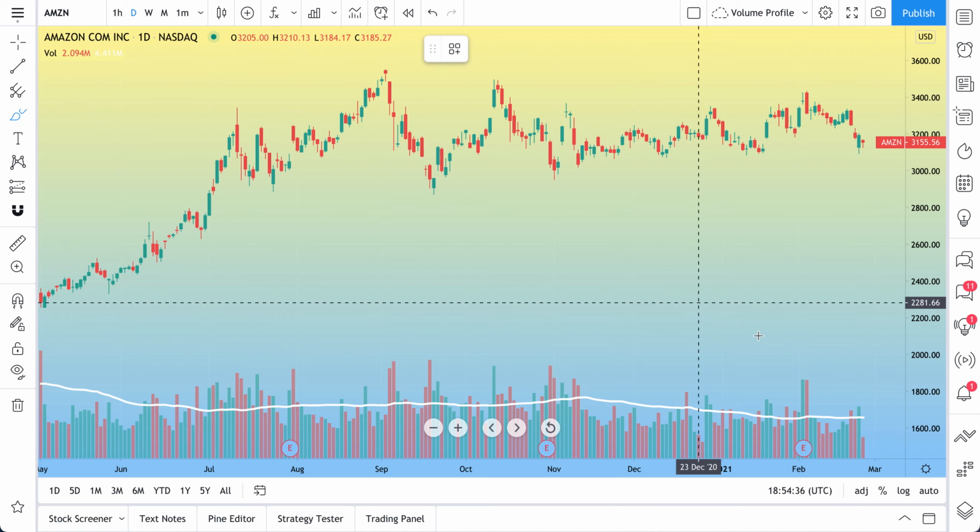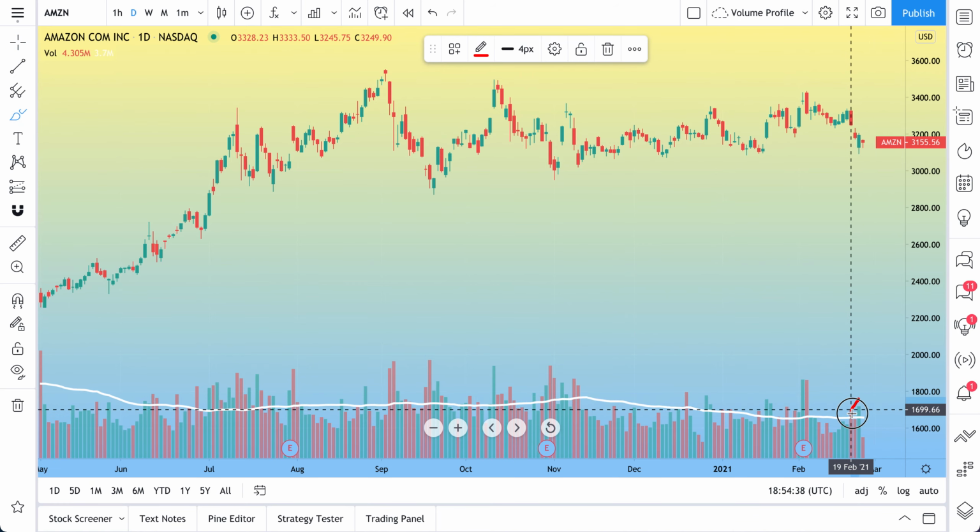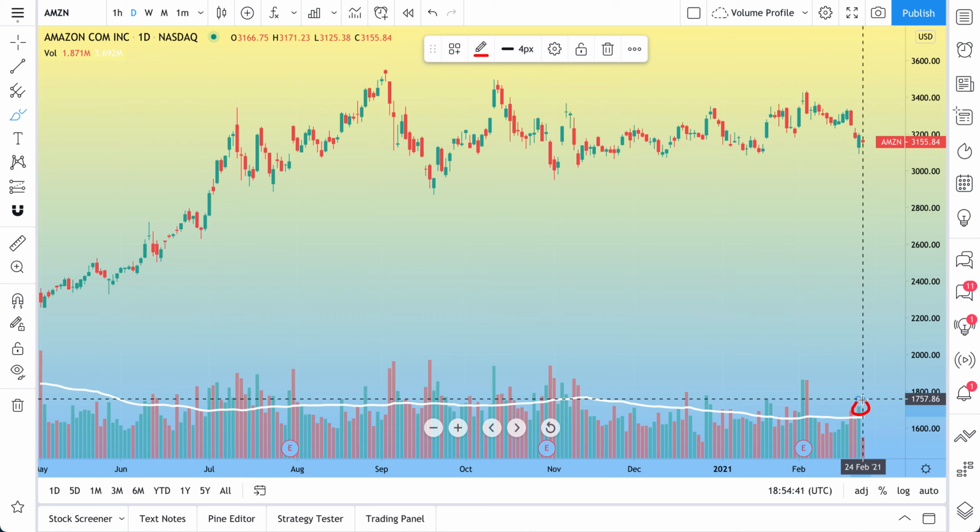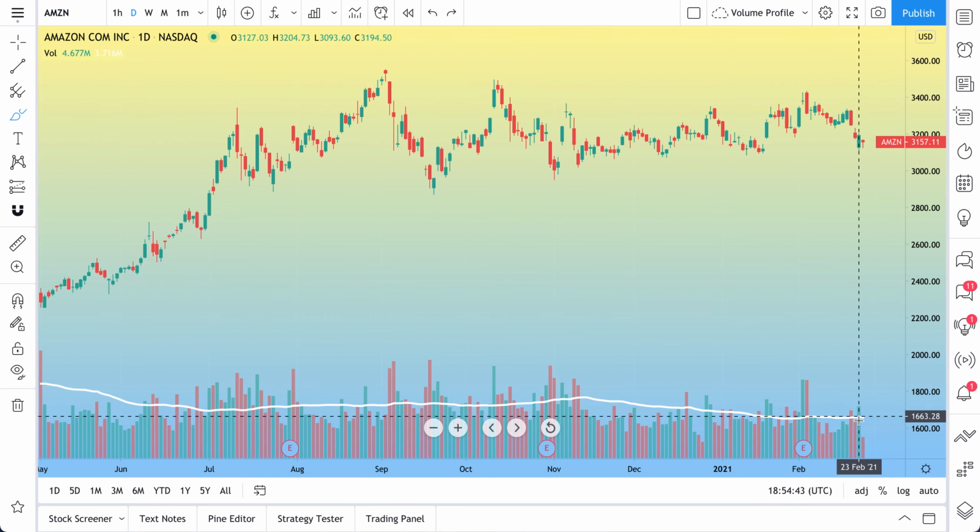So why would you do this? Well, now you can see, look at this. This was an above average volume day over the last 50 days because the candle, this bar of volume, is above the average. The white line's the average.